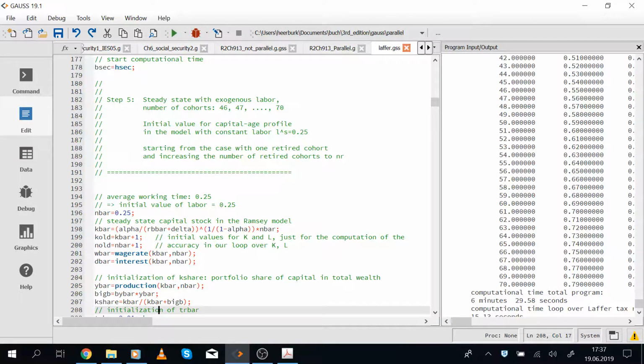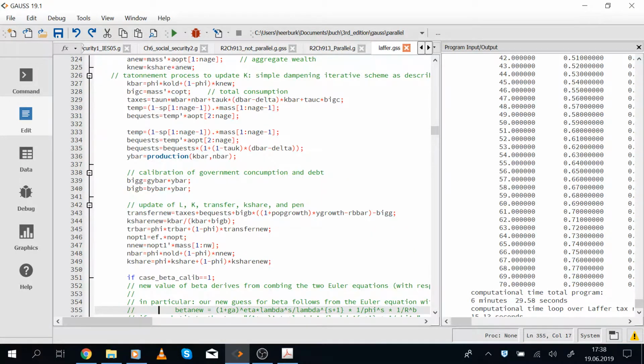And in the next step, we just increase the number of retiree cohorts from 1 to 25 so that our model has 70 cohorts. And we do this stepwise, with incremental increases by just one cohort, and we can use the solution of the previous OLG model with one cohort less as a starting value.